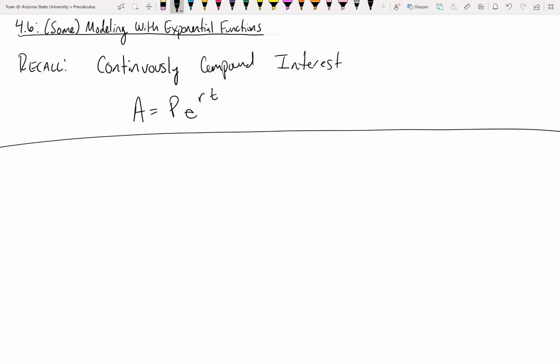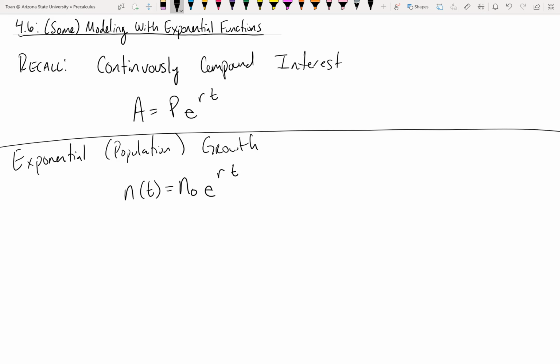So let's take a look at one model here. Let's take a look at exponential population growth. So let's compare this model with what we already know, continuously compounded interest. This model states that the number of a particular population is equal to the initial population times E raised to the relative growth rate times time.